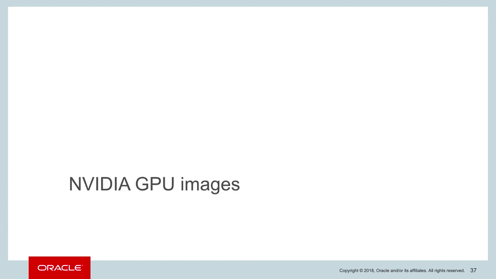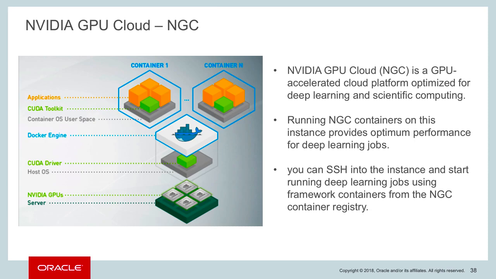All right, so let's talk a little bit about NVIDIA GPU images and how that works in Oracle Cloud Infrastructure. NVIDIA makes available on OCI a customized compute image that's optimized for the NVIDIA Tesla Volta and Pascal GPUs, right? NVIDIA also offers GPU Cloud, or NGC, that can provide containers for machine learning, deep learning, and high performance computing as well.